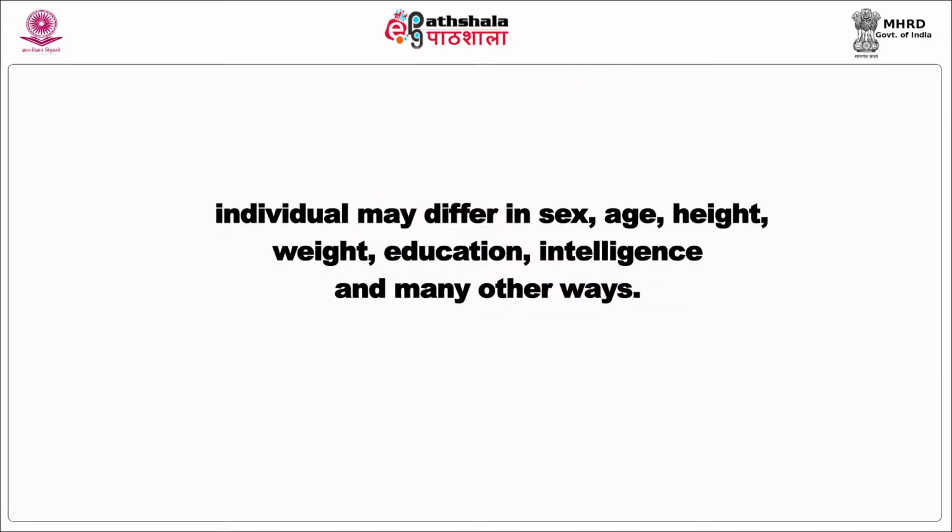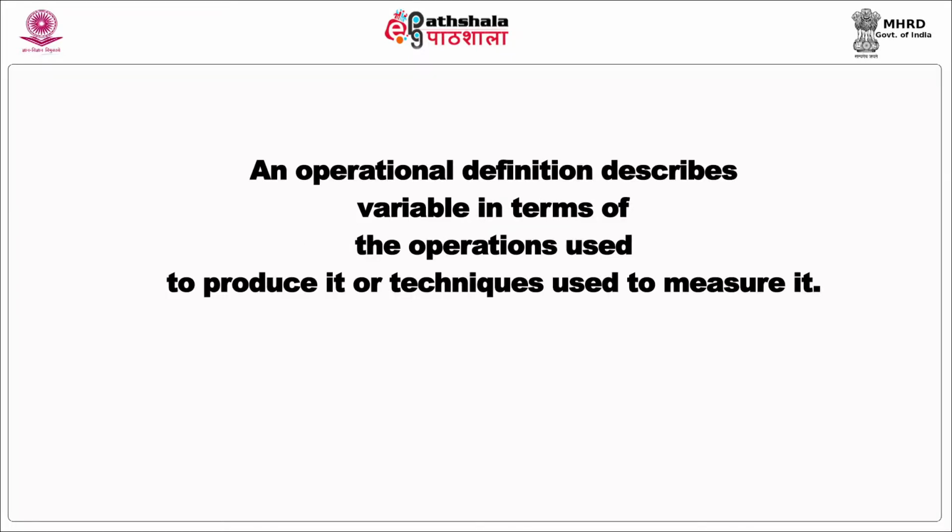For example, individuals may differ in sex, age, height, weight, education, intelligence, and many other ways. Such qualities exhibiting differences are called variables. An operational definition describes a variable in terms of the operations used to produce it or techniques used to measure it.